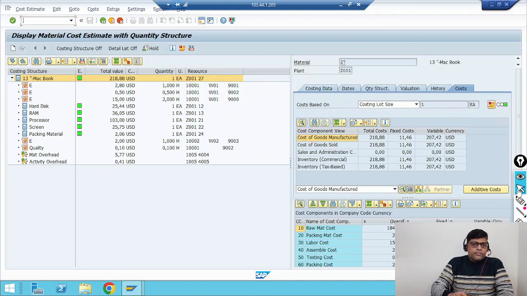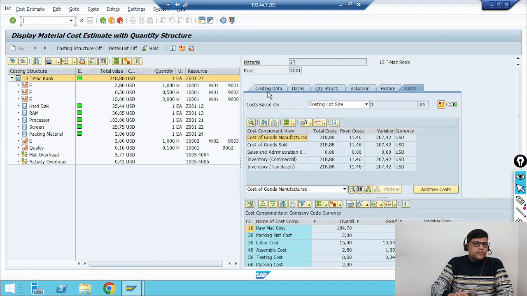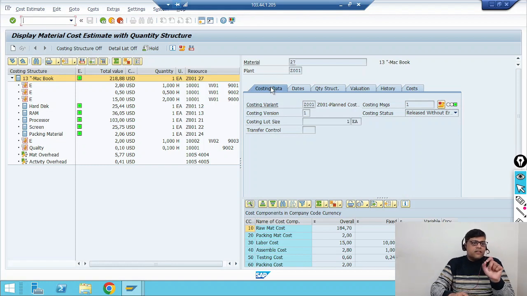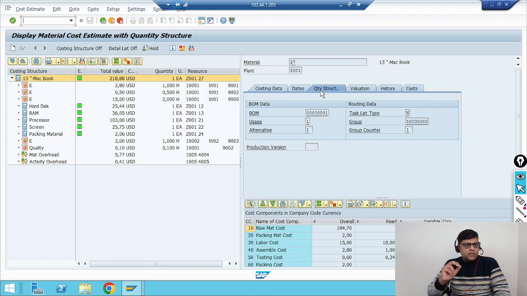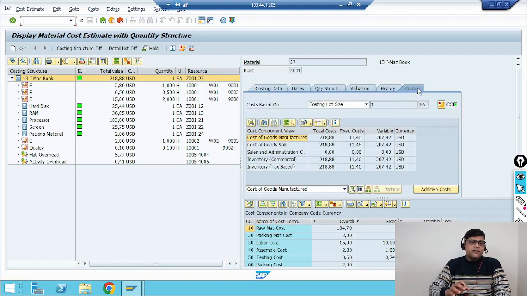Okay, so check this data. You can see here some information is there. These are nothing but my data from other modules. So I can see the costing variant. The costing variant is, you can say, a complete control process. It is controlling how the material price will be calculated, how the activity price will be calculated, how the overhead price is going to be calculated. Each and everything is integrated with each other. So in quantity structure, we define the bill of material, we define the routing, then only this price will be calculated.